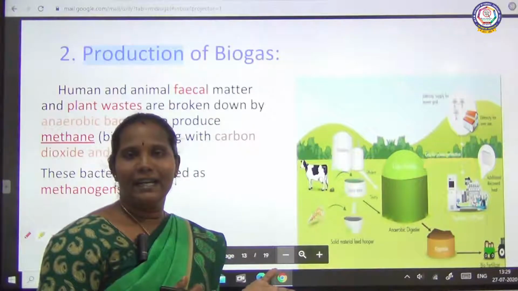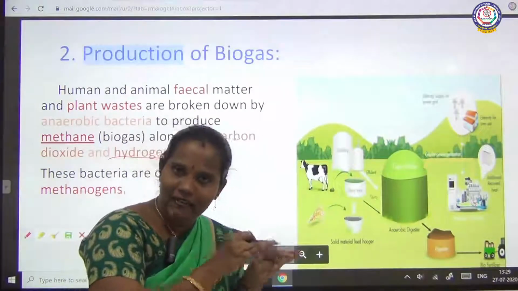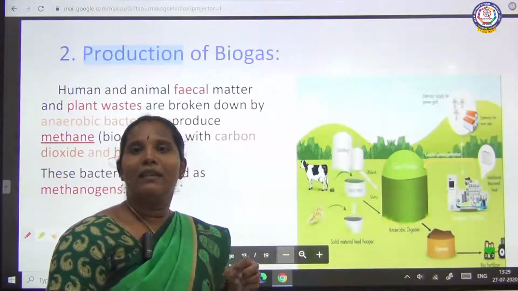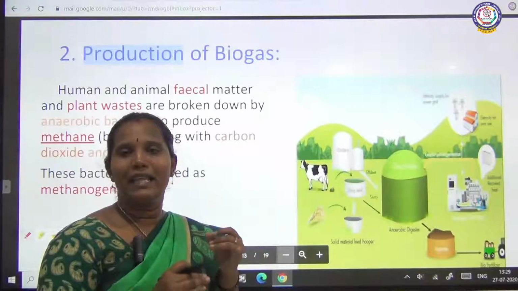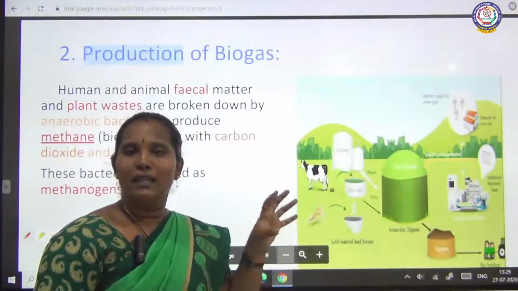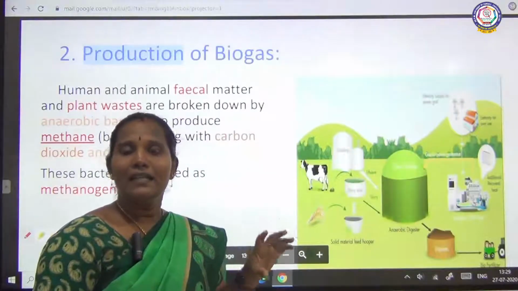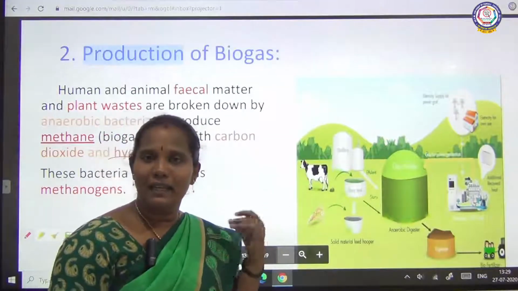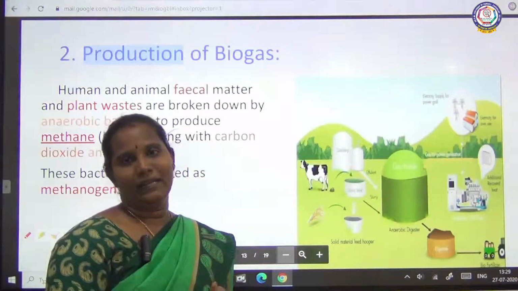The dried leaves, dried barks, leaves, all these things are collected in that well. After a few days, all these wastes will be degradable. Degradable means they are decaying with the help of microbes. Some microbes can grow on these wastes. They digest this waste in the process of anaerobic respiration. Then they release methane, carbon dioxide, hydrogen.